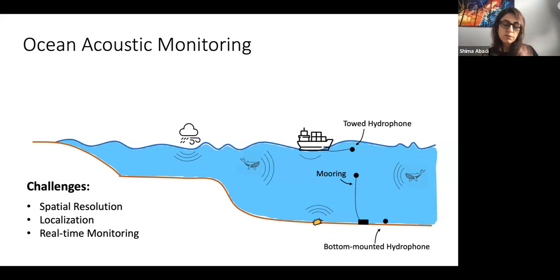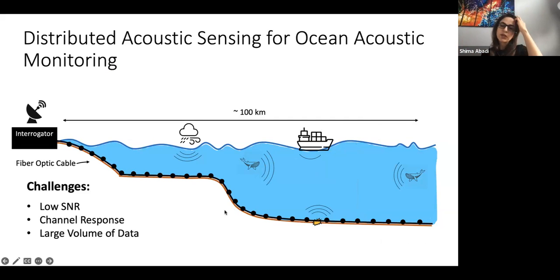So these are some challenges that we think DAS can resolve. And by using DAS, and I'm sure you all know that we are using fiber optic cables, and in my application, submarine fiber optic cables that are on the seafloor. It can be buried, it can be on the seafloor. And we can technically measure sound every few meters, and it can go up to 100 kilometers. So we are increasing the spatial resolution suddenly, compared to the hydrophone.